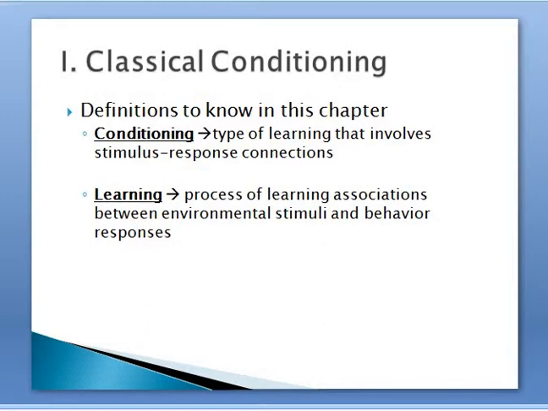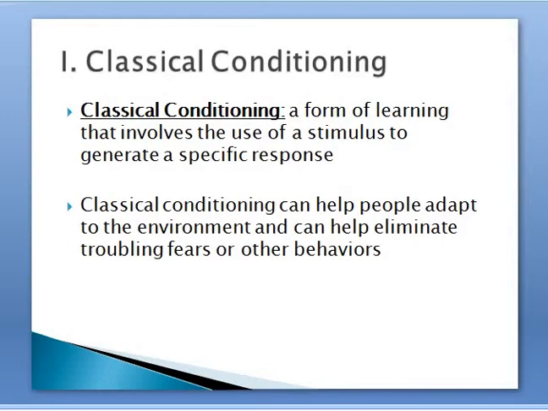Two types of conditioning have been identified. The first one is called classical conditioning and the second one is operant conditioning or instrumental conditioning. In addition, we have observation learning, cognitive learning, verbal learning, concept learning and skill learning also. So today we will discuss only classical conditioning.